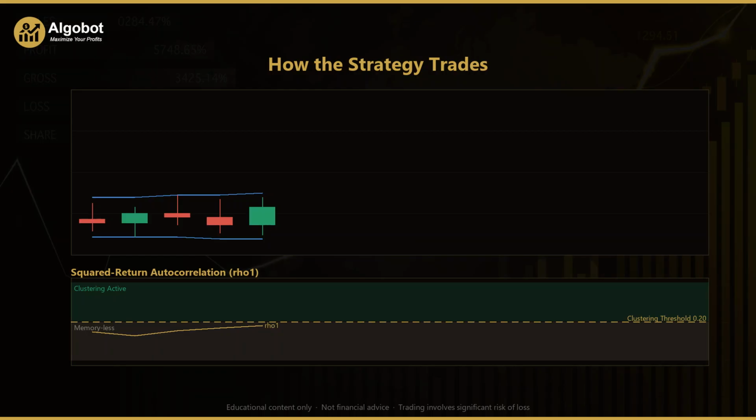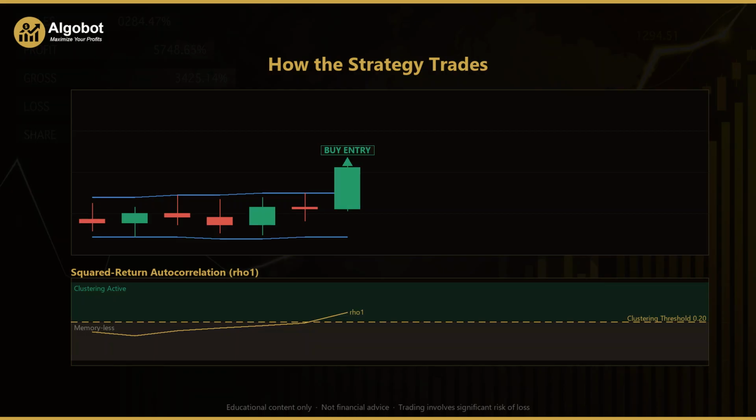Then the character of the market changes. As we move toward the sixth candle, the gauge climbs and crosses above the 0.20 threshold, up into the clustering active zone. Volatility now has memory. Recent moves are getting larger and grouping together. On that same breakout candle, price surges and closes above the upper channel boundary, and the candle itself is strongly bullish, closing well above its open.